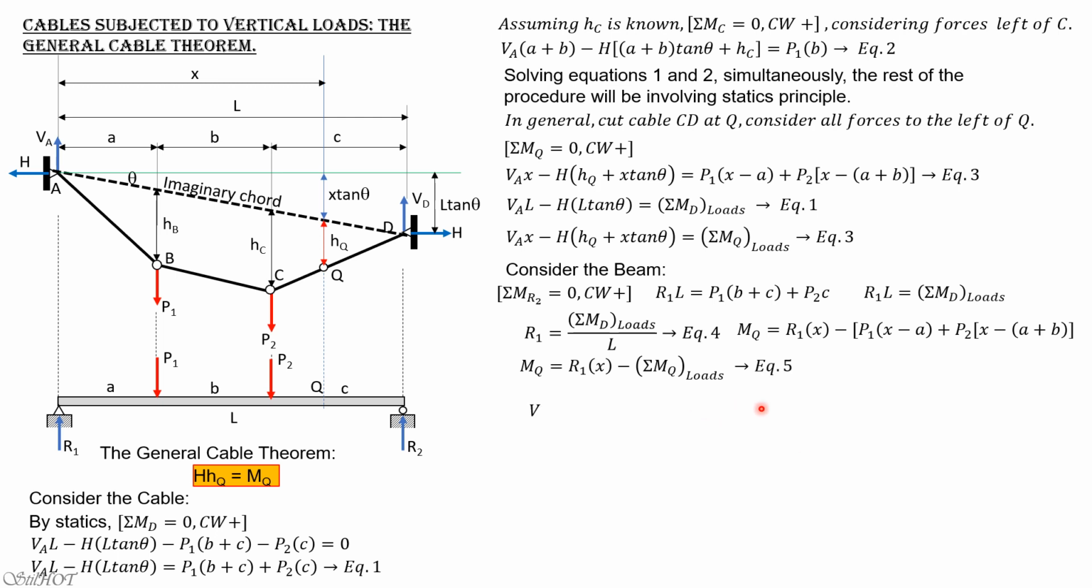So substituting the value of R1, from this equation, by the way, V sub A is equal to H, dividing everything by L from equation 1, so H tangent theta, then plus the summation of moment about D due to the loads divided by L. So this equation comes from equation 1 here. Then after we divide by L and transpose this part to the right, we substitute this equation into equation 3.